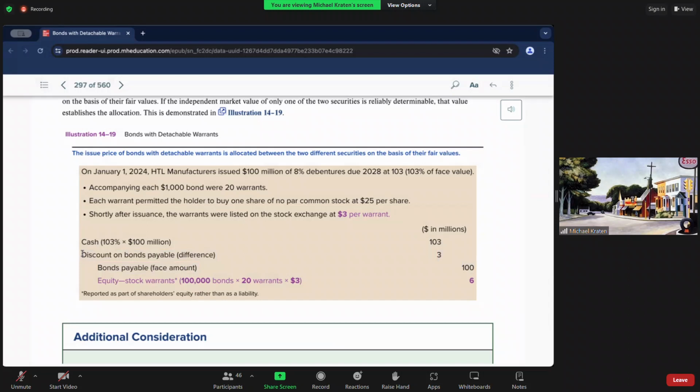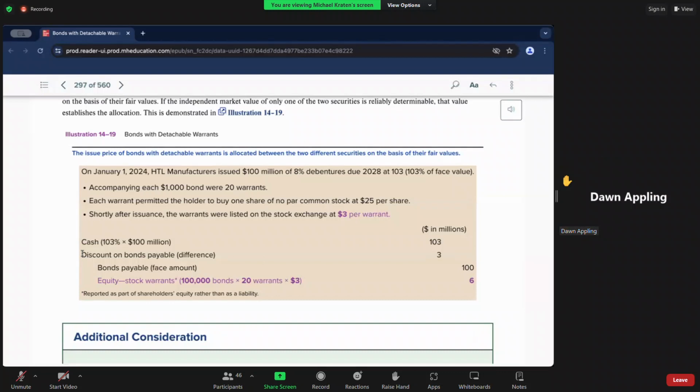And that concludes illustration 14-19. Any questions about this illustration? Going once, up, Dawn, go right ahead.